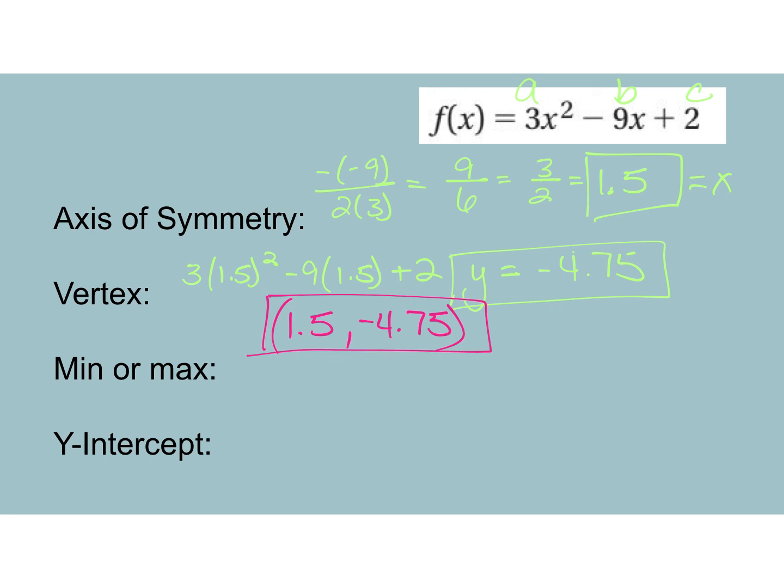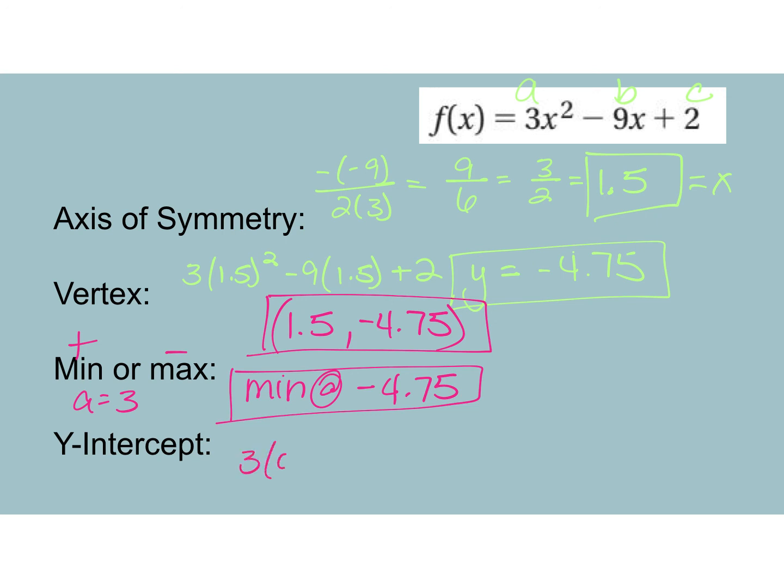Okay? Now, the a value is 3. So that means it's positive. Remember, these are positives, these are negative a values. It means that there is a minimum at negative 4.75. Remember, the vertex tells you a lot in most of these contexts. All right, last but not least, y-intercept. Remember, you should be noticing a trend here that the first two terms get canceled. So the y-intercept is at 0, 2.